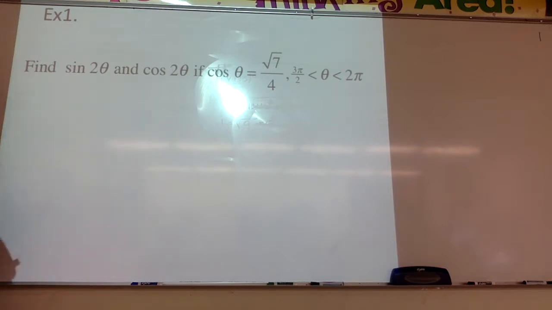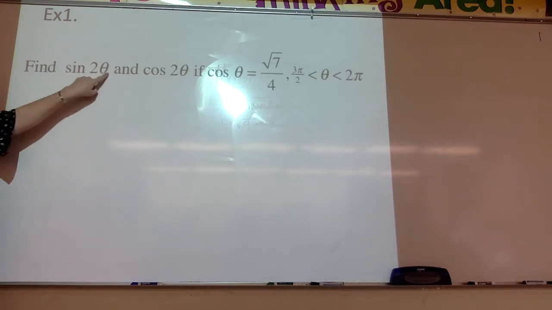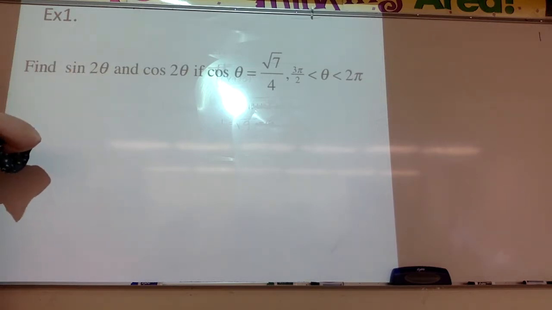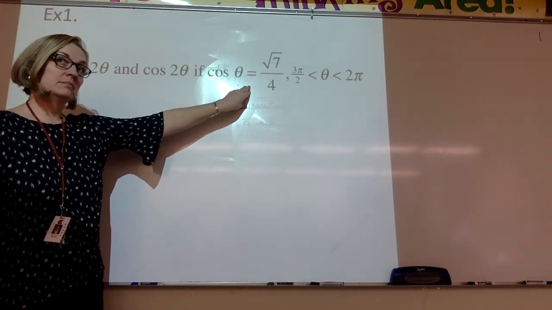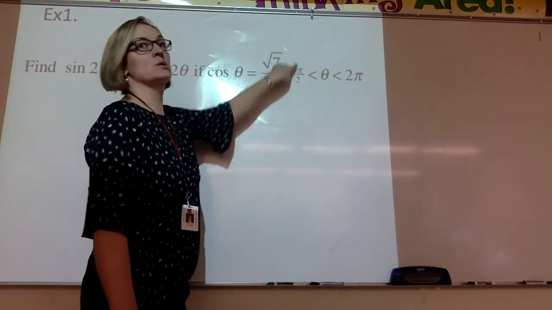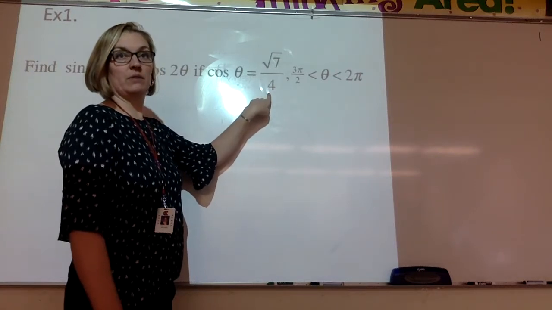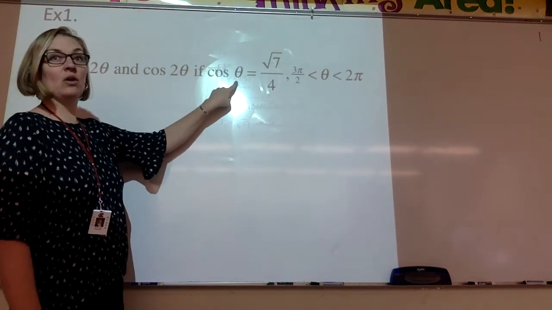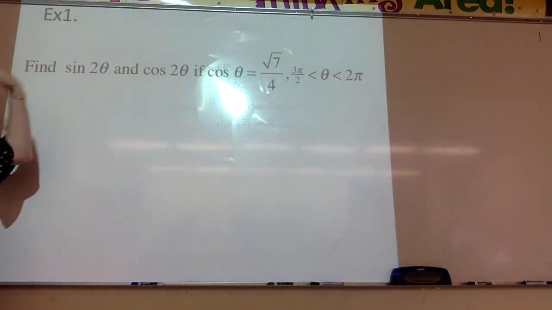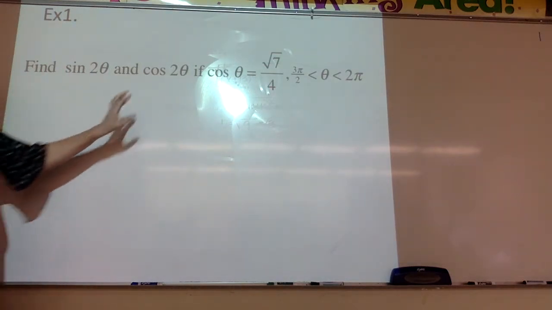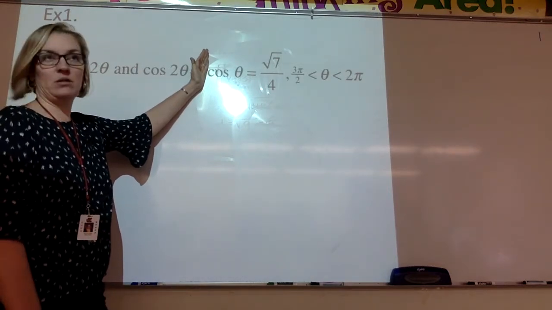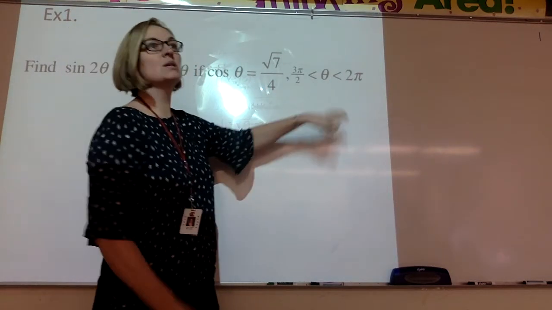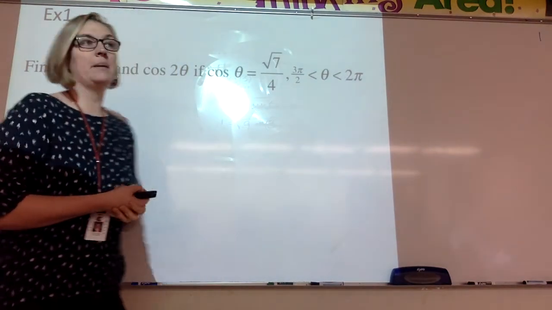In example 1, we're going to find the sine of 2 theta. The directions are to find the sine of 2 theta when you were only given information about theta. This is obviously a non-unit circle value, and remember, theta is the angle. We don't know the angle, so we're going to have to do something about that. So anytime I give you a statement like cosine theta equals root 7 over 4, not a unit circle value, and I give you restrictions, what should your next inclination be?